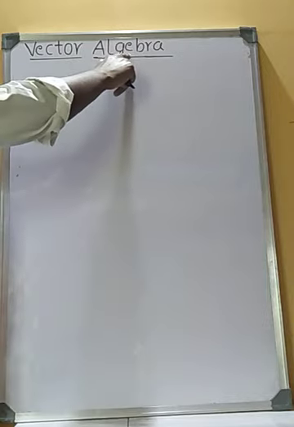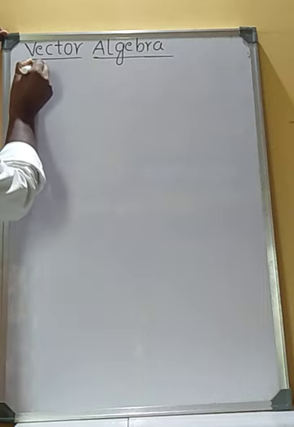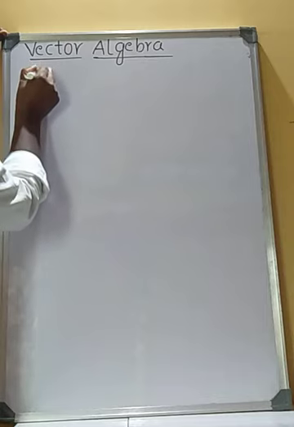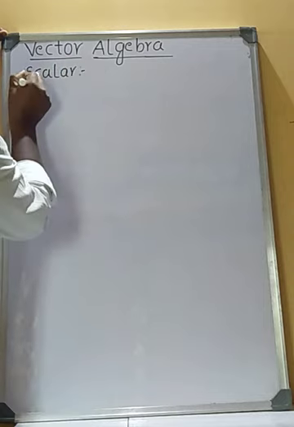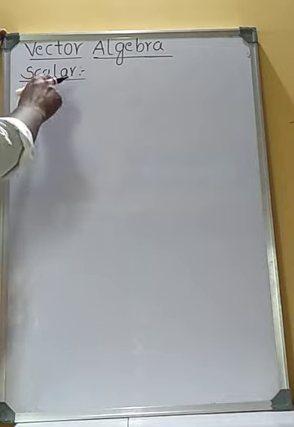Dear friends, in today's class we shall discuss a new chapter, vector algebra. In this chapter, first we shall discuss scalar. What is the definition of scalar? A scalar is a quantity having only magnitude but not related to any direction in space. That is called a scalar.